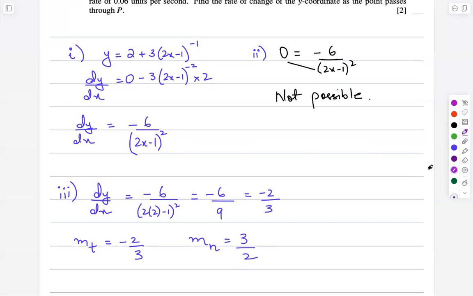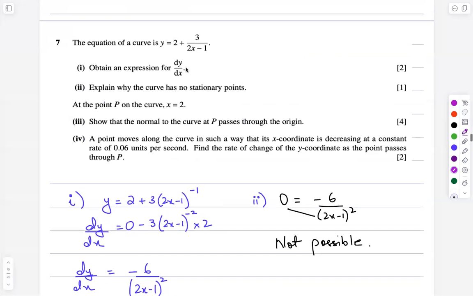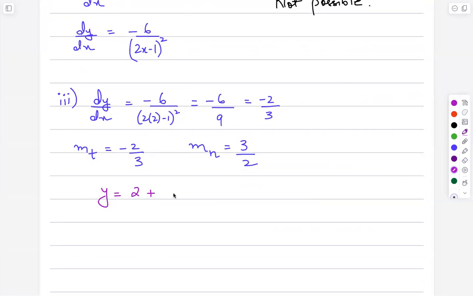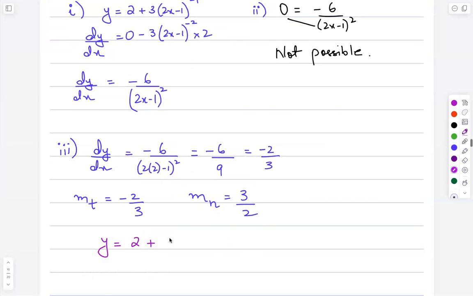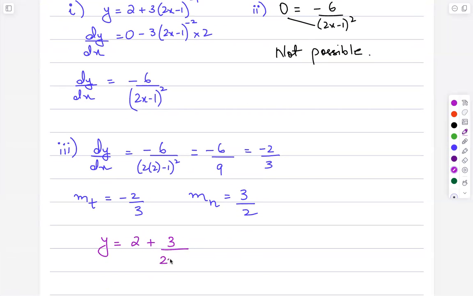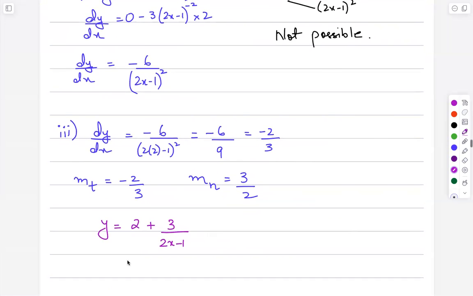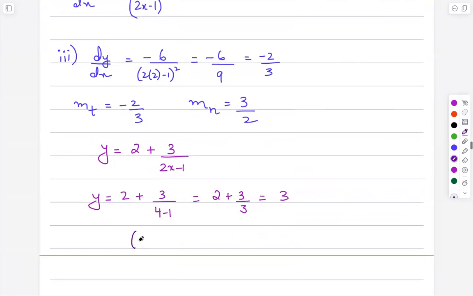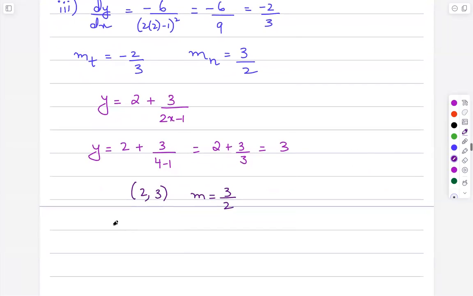Once we have the gradient of the normal, we can form the equation. As the value of x is 2, we can substitute x equals 2 into the equation to get the value of y. So y equals 2 plus 3 upon 2x minus 1. Substituting x equals 2, y will be equal to 2 plus 3 upon (2 into 2, 4, minus 1). So this will be 2 plus 3 upon 3. 3 upon 3 is 1, so y will be 3. Once we have the coordinates, x and y are 2, 3, and the gradient is 3 upon 2, we can form the equation of the normal.